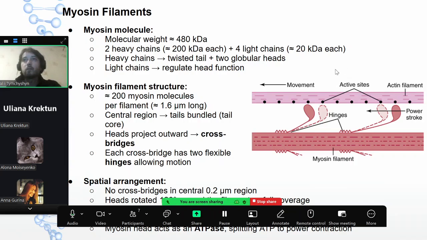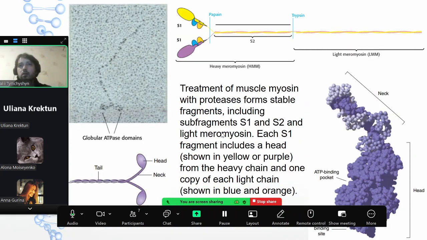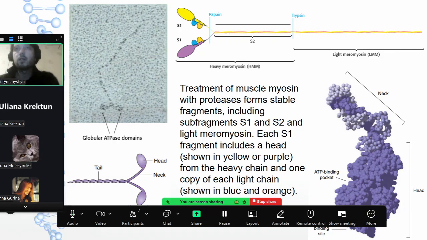Here you see how movement is performed. So this is the myosin filament, and here is the power stroke performed with these sort of heads. They attach to the active sites and they change their conformation. So here is some information regarding all those molecules. I will not waste a lot of time on these slides, so you can look at them a little bit later.